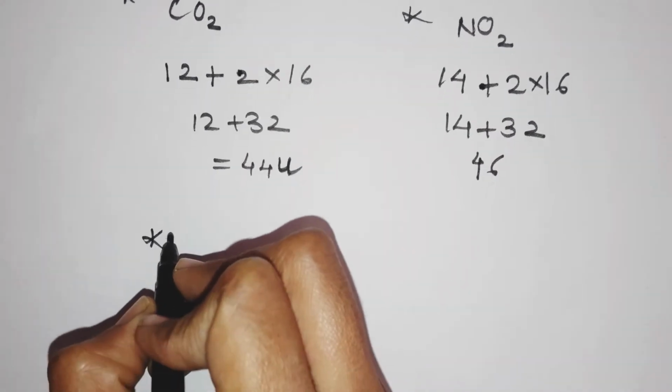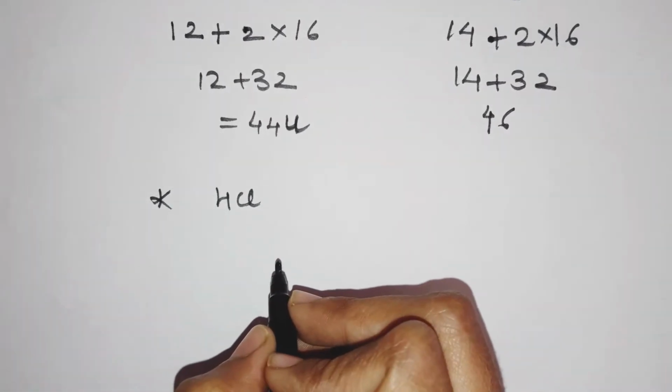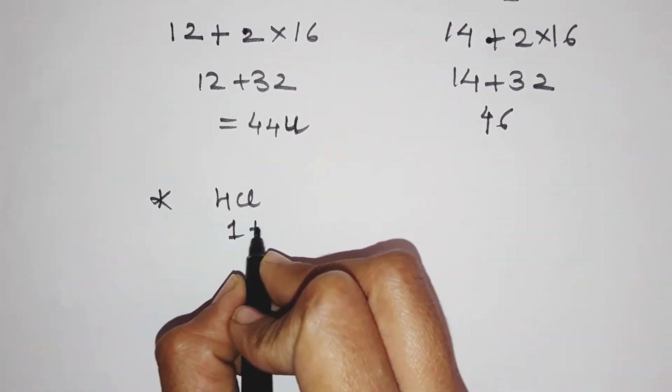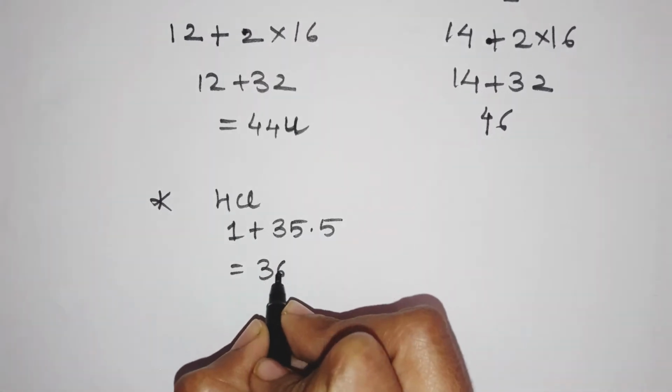Say another compound, HCl. This is hydrochloric acid or hydrogen chloride. So hydrogen has atomic mass 1 and chlorine has 35.5. So this will be equal to 36.5.